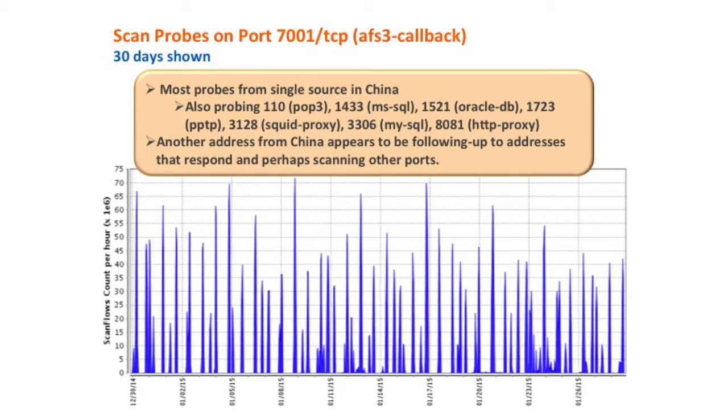It's port 110, that's POP3, 1433, that's Microsoft SQL database, 1521, that's Oracle database, 1723, which is a point-to-point tunneling protocol, 3128, which is Squid proxy, 3306, which is MySQL database, so they like to go after databases here, and then 8081, that's HTTP proxy. So a number of ports that are being probed by this same source address, perhaps looking for a variety of capabilities there.